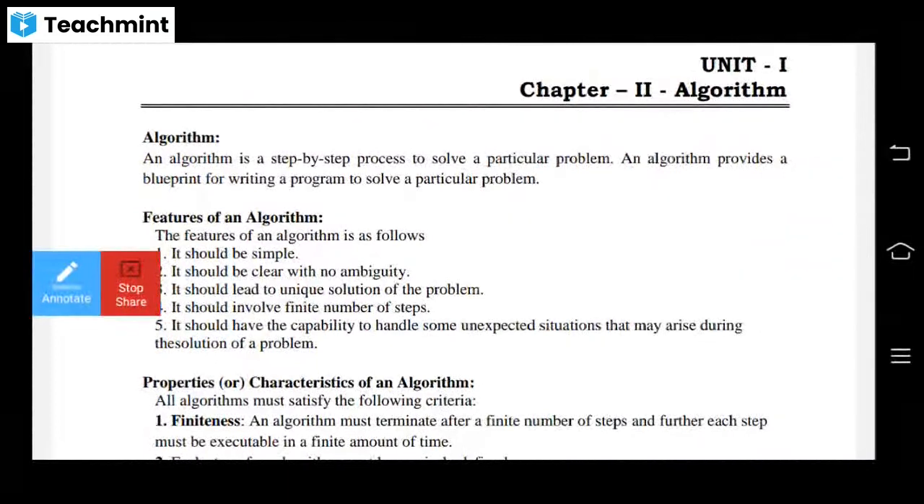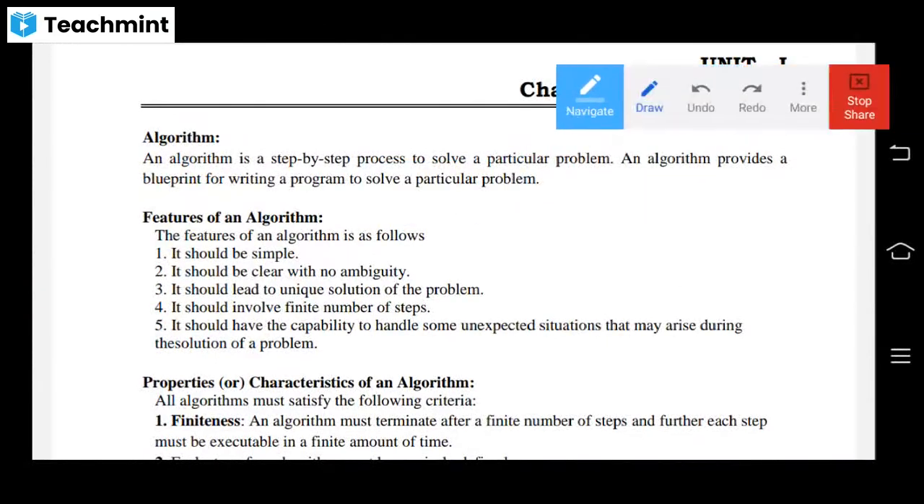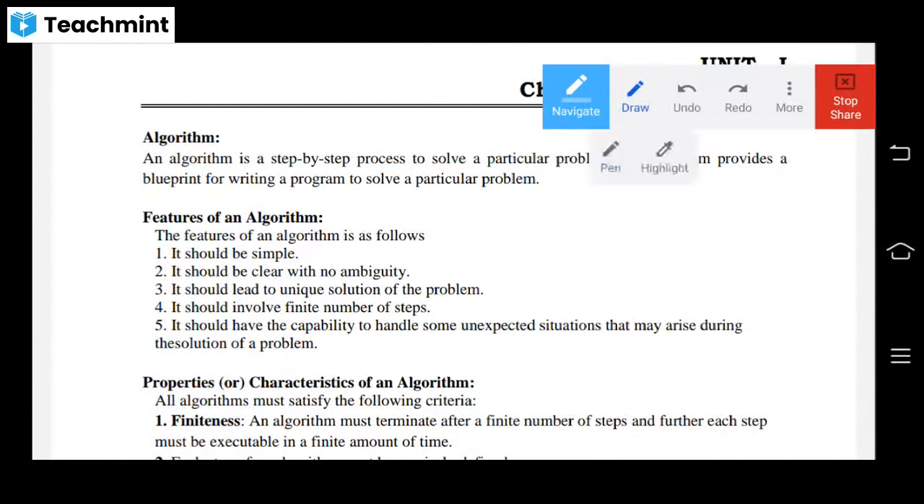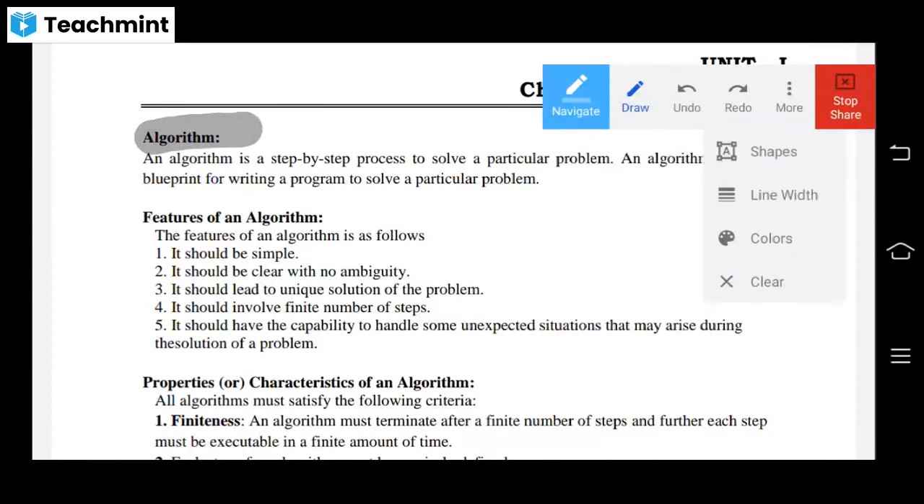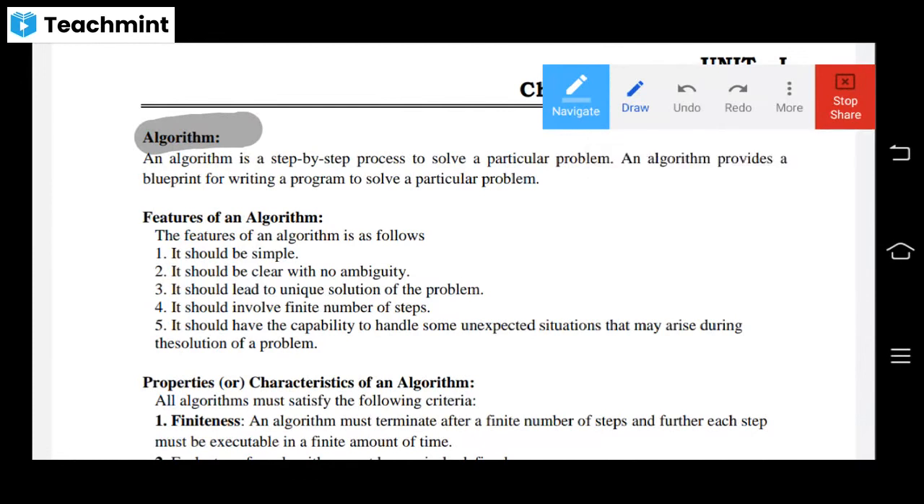Listen here. What is meant by algorithm? Today we discuss about the algorithm. What is the need of the algorithm? What is the purpose of the algorithm?